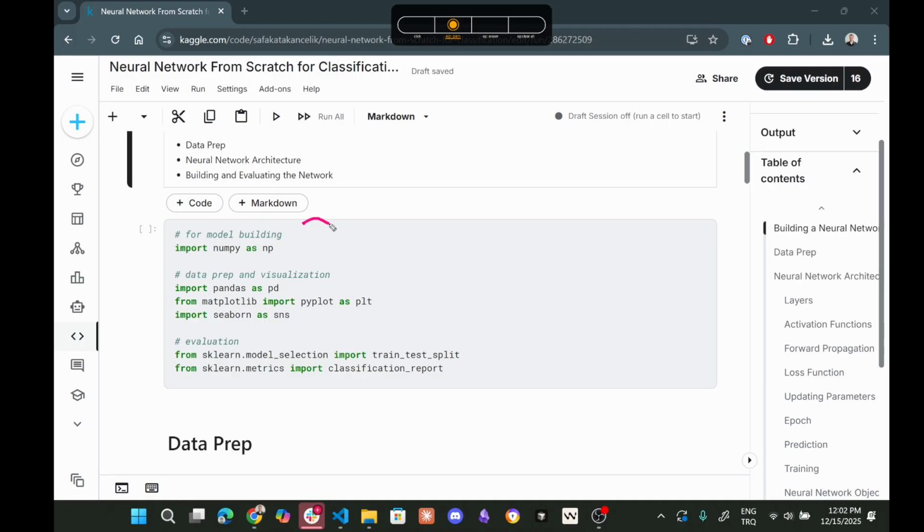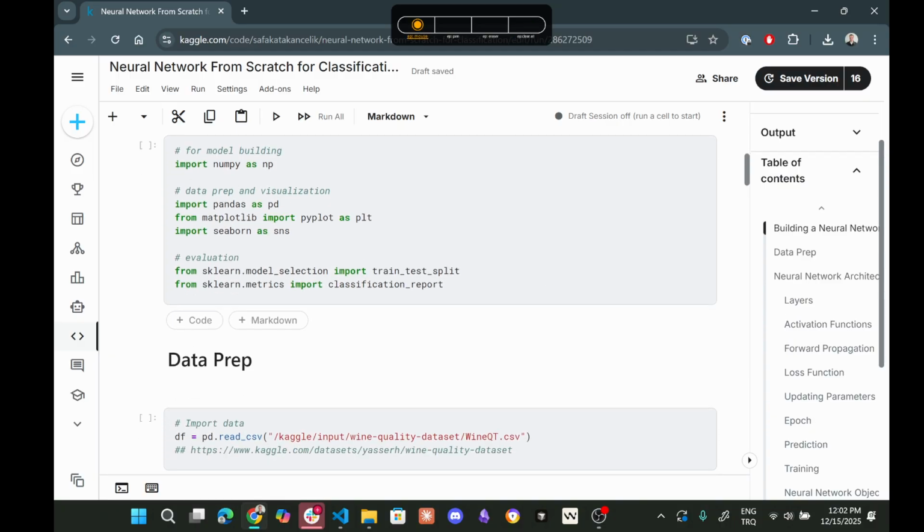So here I import the libraries. I use only NumPy for the from-scratch part. I don't use assembly or zeros and ones, but NumPy is as much as it gets in terms of building it from scratch. And pandas and matplotlib, etc. for visualizations, and for evaluation I use scikit-learn because I really don't need to do those from scratch. That's not in the scope of this.